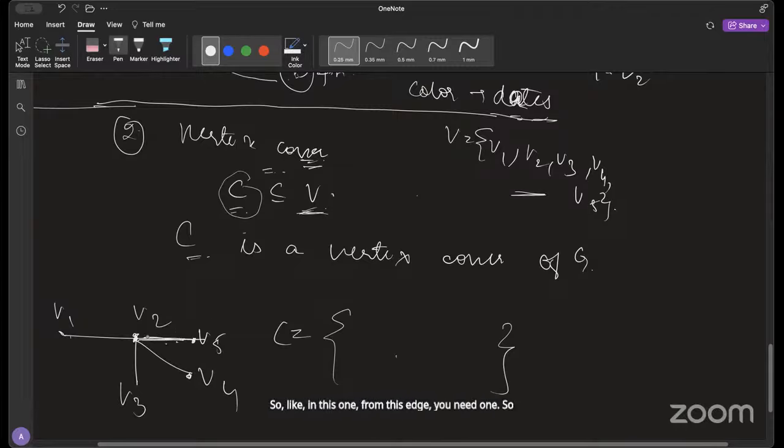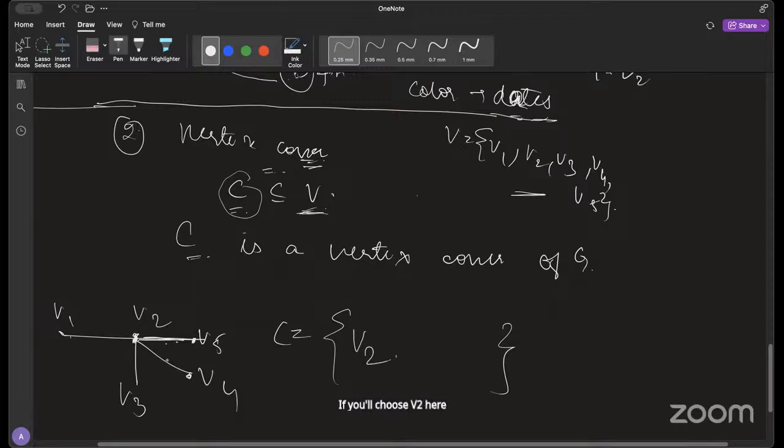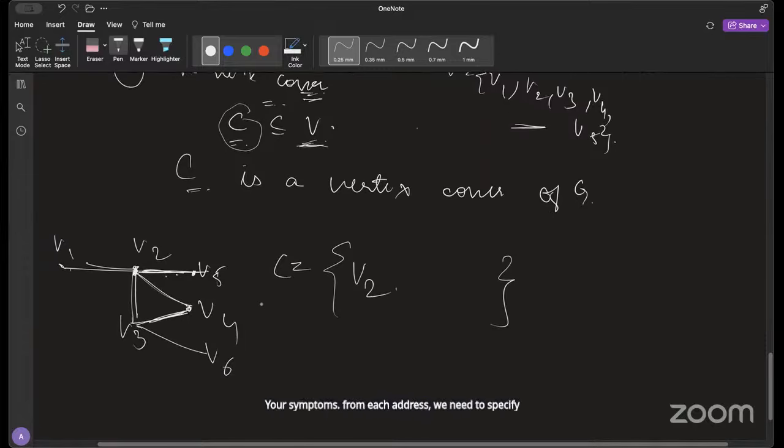So either choose V5 or V2, because V2 covers more. Now in this particular case, V2 covers all. If you choose V2 here, then you're done, because it covers this edge, this edge, this edge, and this edge too. From each edge we need to specify one vertex, right?